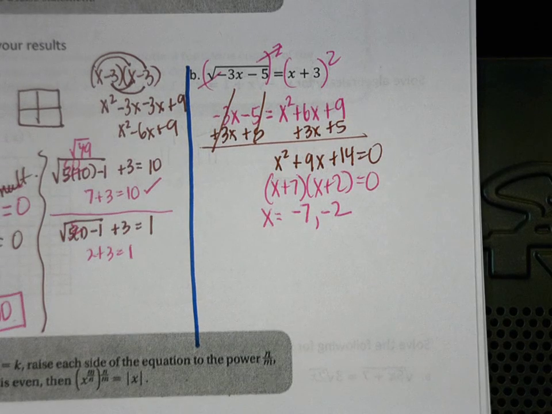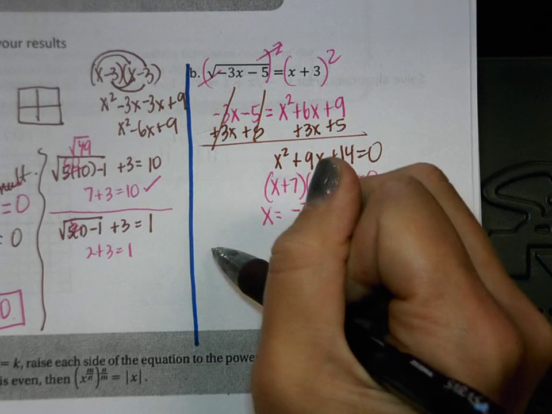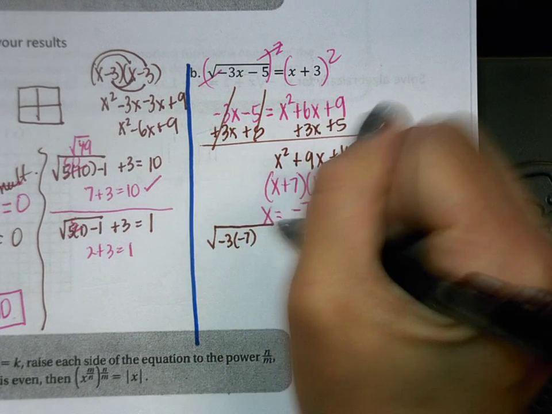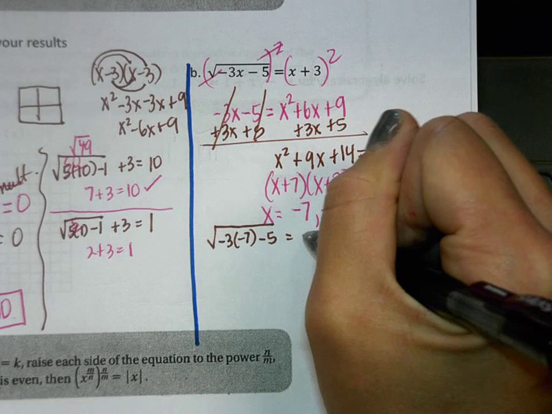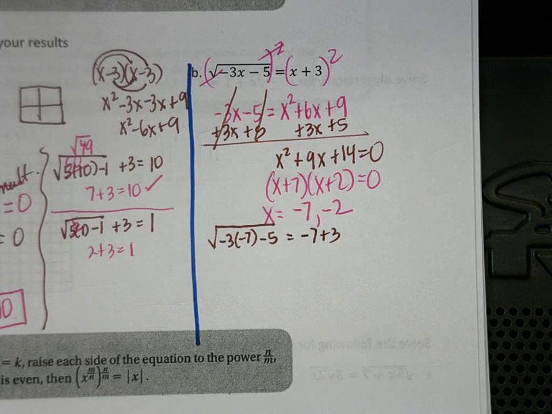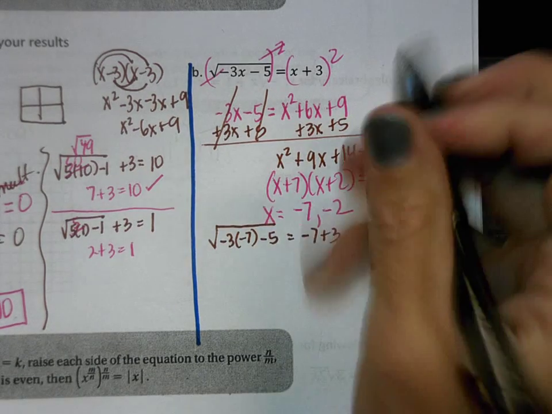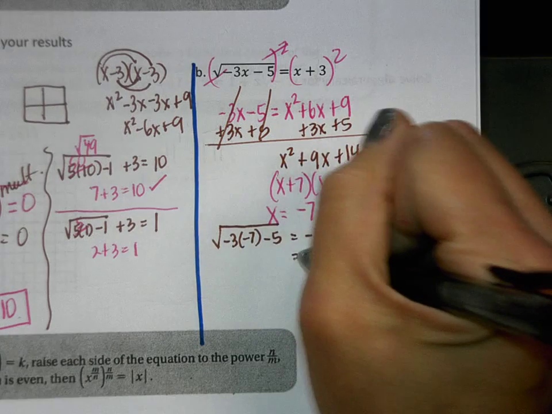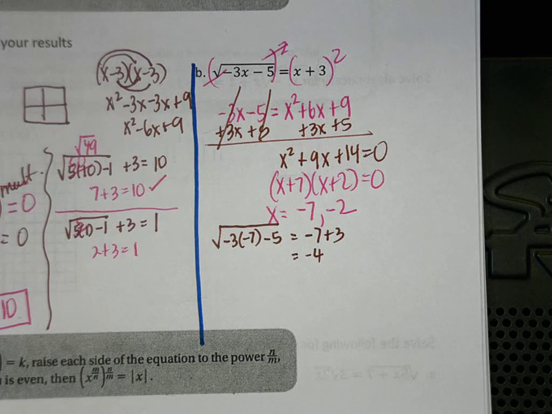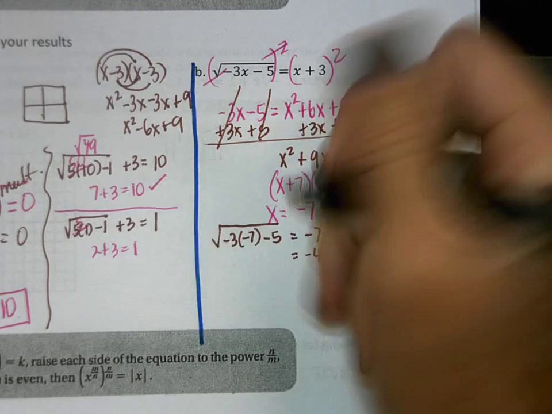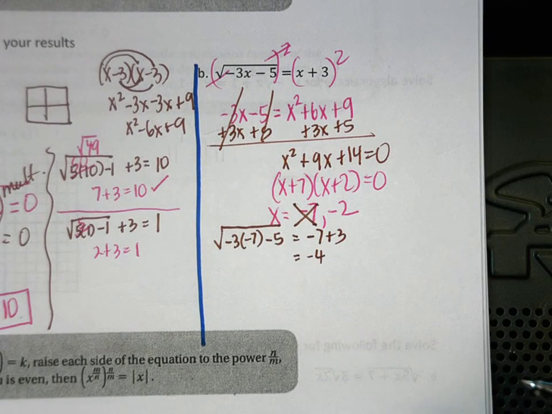Plug them back in to make sure they work. So we'll start with negative 7. So I'm going to have the square root of negative 3 times negative 7 minus 5 equals negative 7 plus 3. Now I want to show you something on this one. Negative 7 plus 3 makes what? Negative 4. Will a square root ever end up equaling a negative number? No. So do I even really need to finish simplifying this? No, because there's no way this square root will equal a negative number, so I'm done. I'm not going to waste my time continuing to figure out something I know is not going to work.